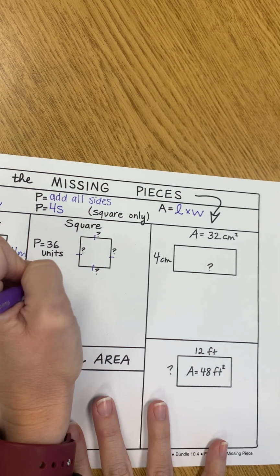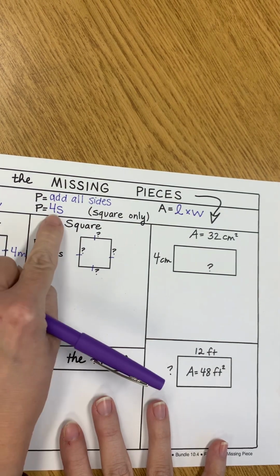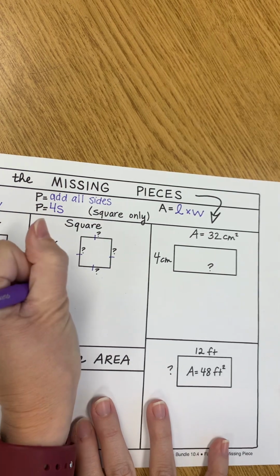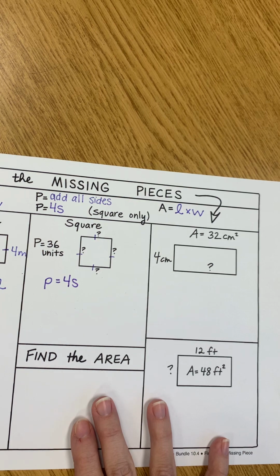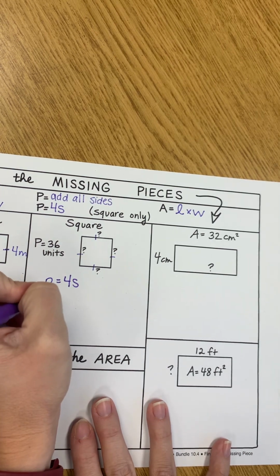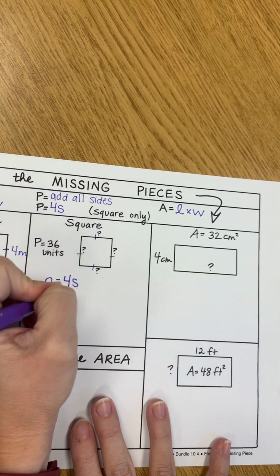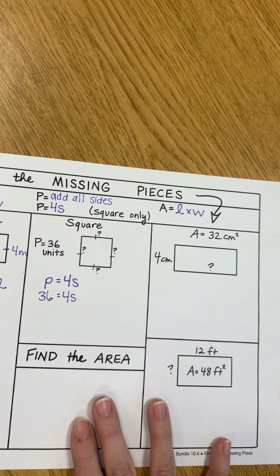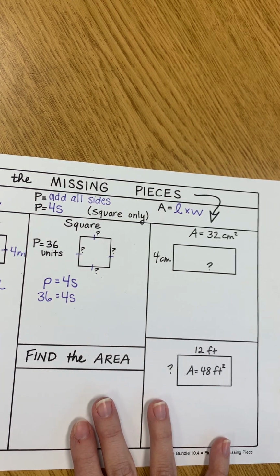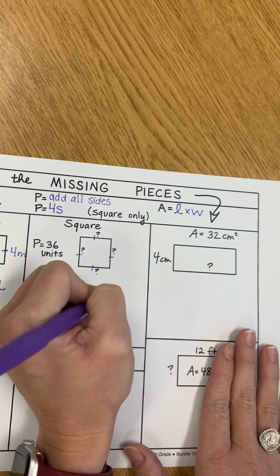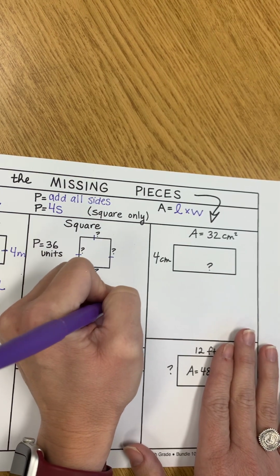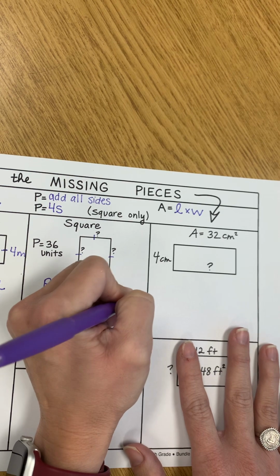So here's how we can solve this quickly. I'm going to use this formula. Perimeter is equal to 4 times the side length. So if I know that 36 is my perimeter is equal to 4 times the side length, then I can do the opposite operation. I can do 36 divided by 4.